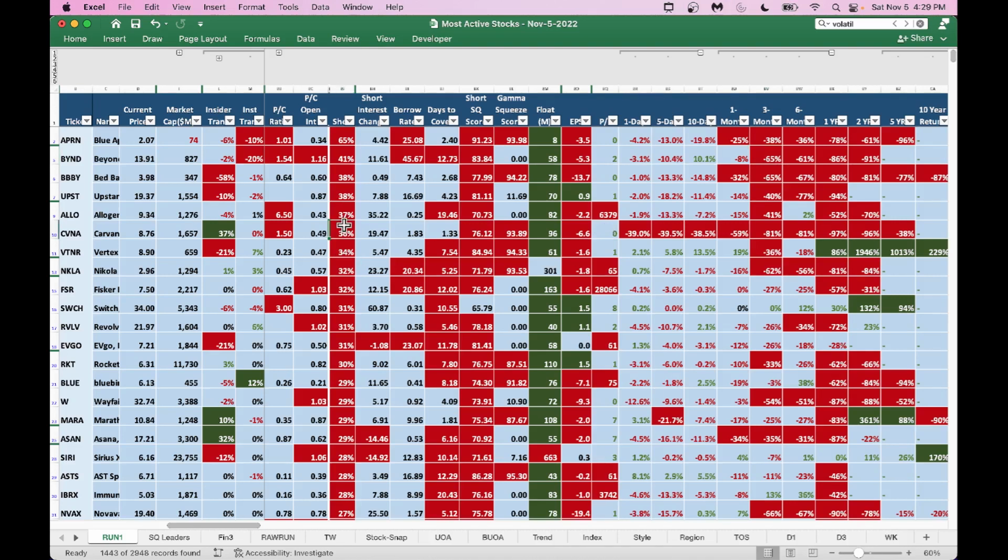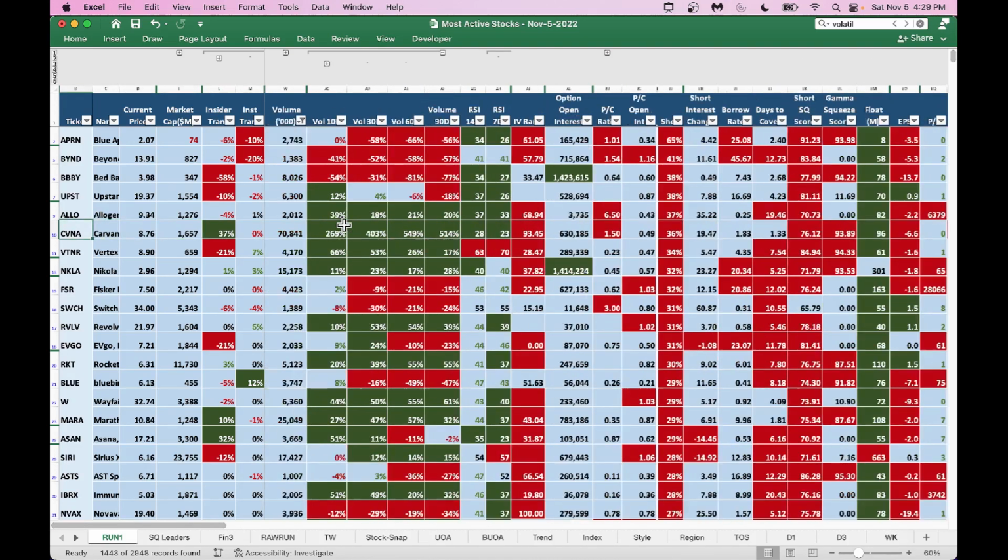All right, so with that, let's jump in here and look at a few good ones to buy. Look, anytime you see volume picking up here, that's a good sign. As volume picks up, you also want to see RSI improve. So just by looking at the volume and the RSI, you can make some good strategy here.